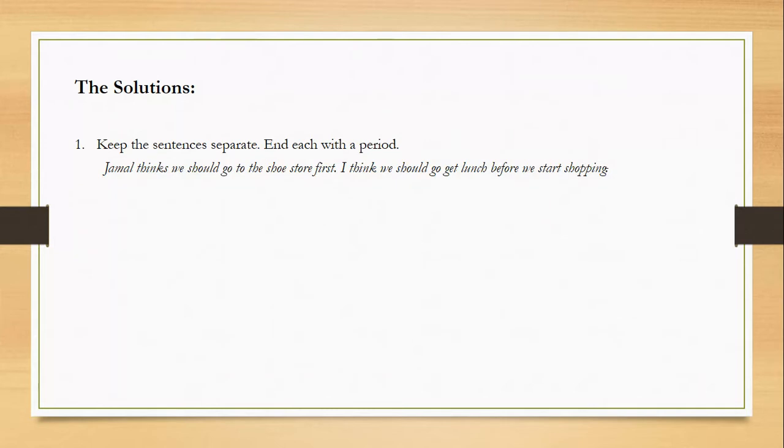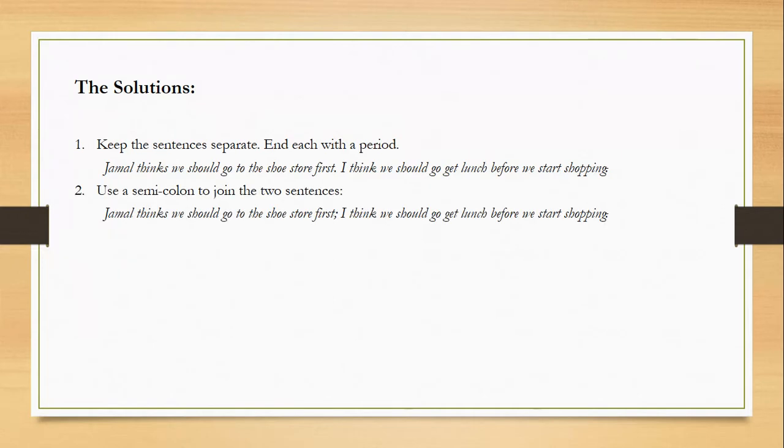The first thing we might do is just keep the sentences separate, end each with a period, just like they were when you first saw them. The second solution would be to use a semicolon to join the two sentences. A semicolon looks like a period and a comma together. And I guess you can think of it that way because that little period part really strengthens the comma enough to be able to hold two complete sentences together, two independent clauses. So you can use a semicolon.